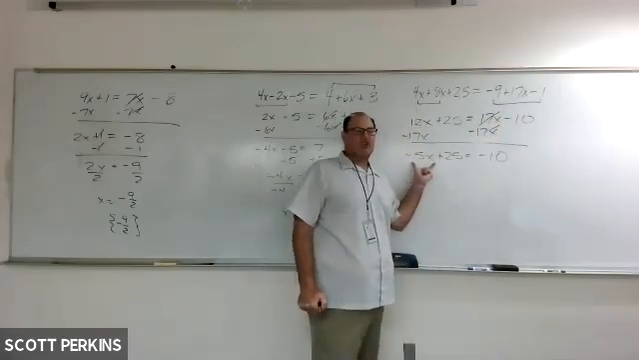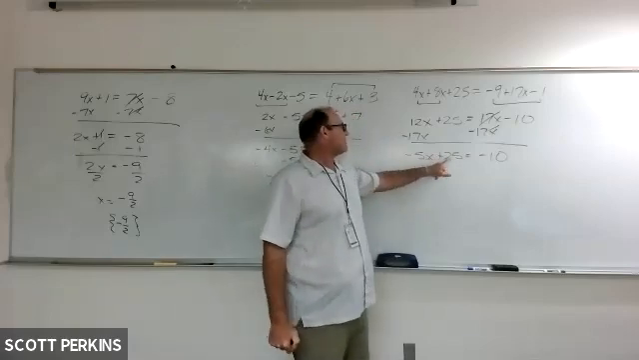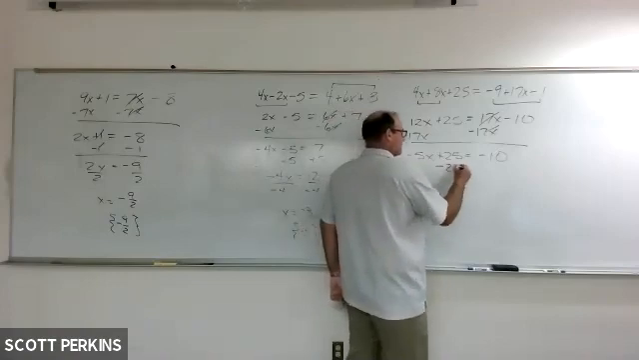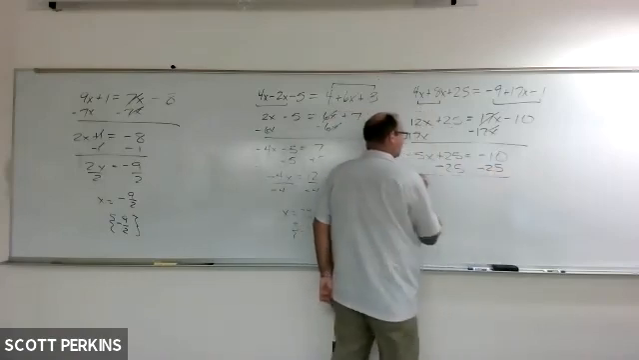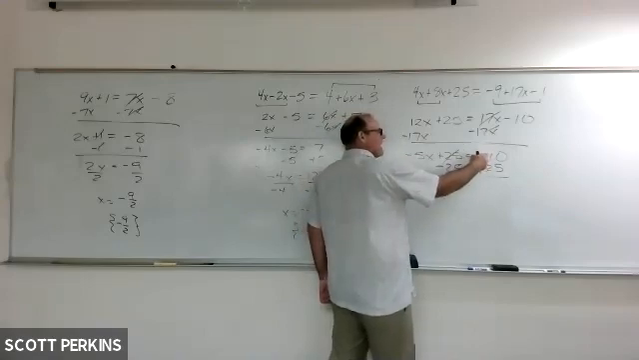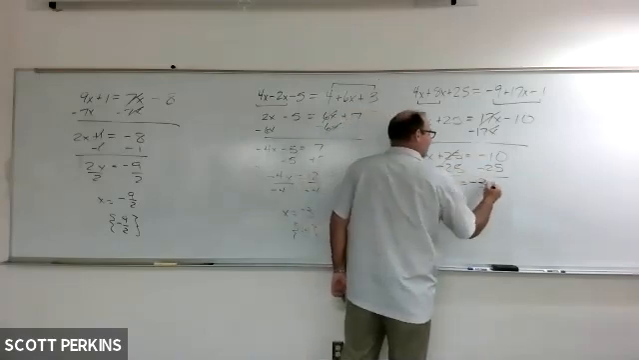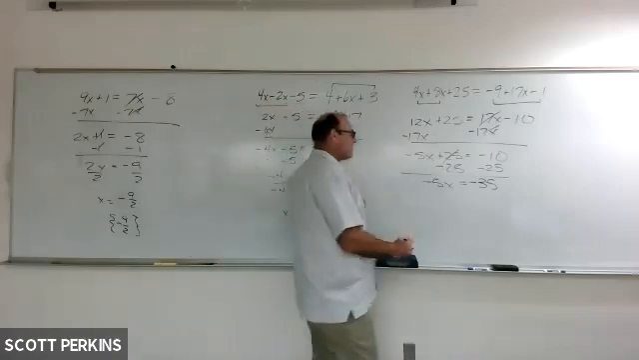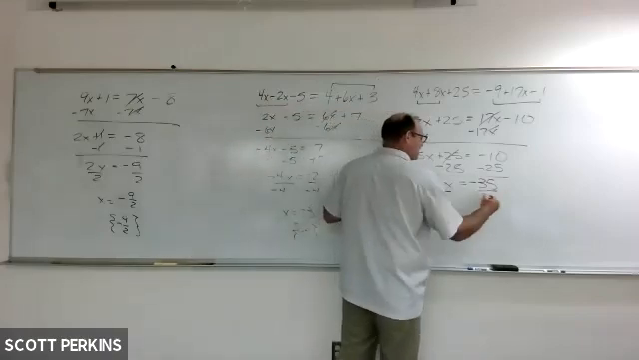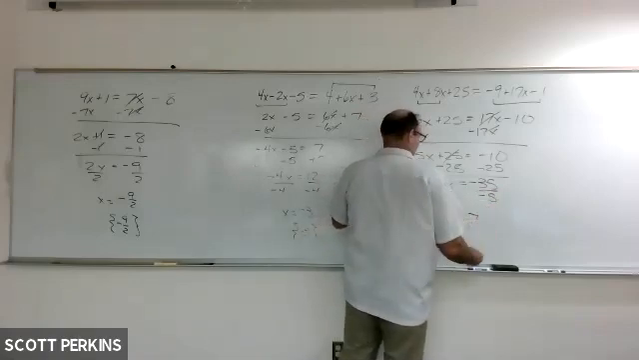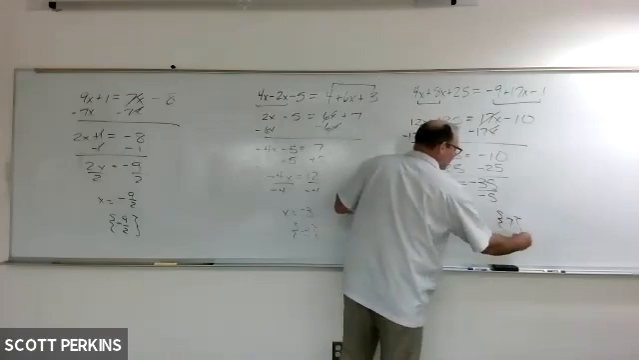There's no other x term in this. Now what I'm going to do is I'm going to take the 25. I'm going to move the 25 over to the right. I'm going to do that by subtracting as well. 25's cancel. -10 minus 25 is -35. And at this point, I feel nice and relaxed because my final step is to divide by that -5, and I get x is equal to 7, and I'm going to write my solution set as the set with 7 in it.